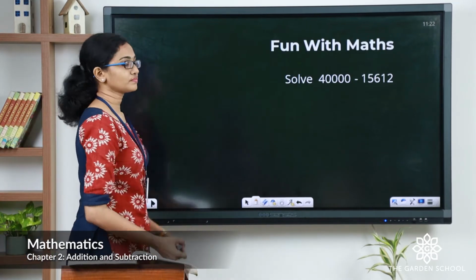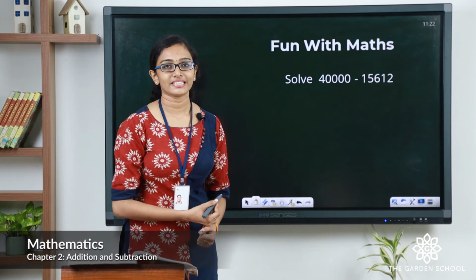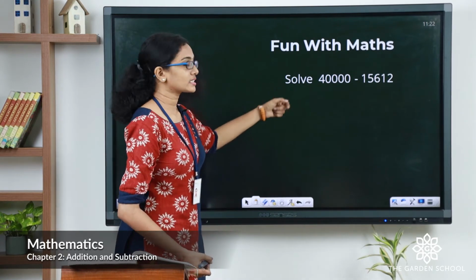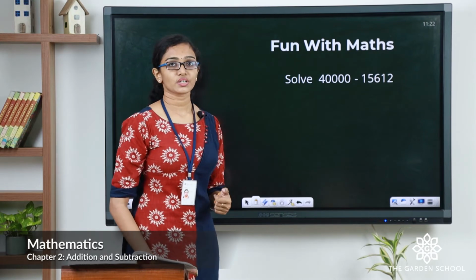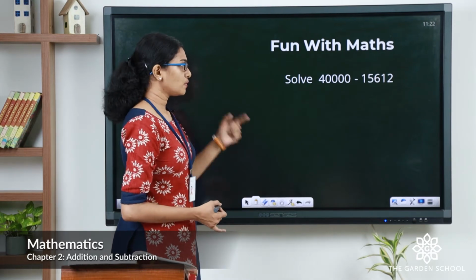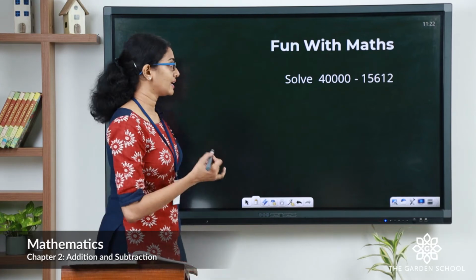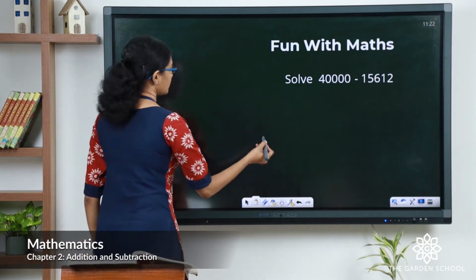Now, let's have some fun time now. See this question, 40,000 minus 15,612. So before going deep into this question, let me tell you one simple example.